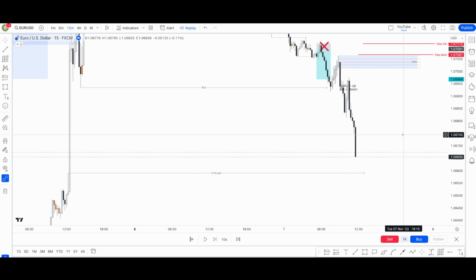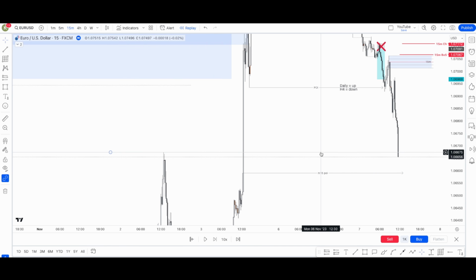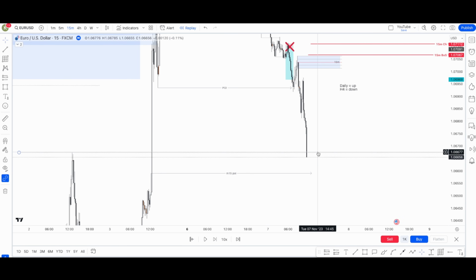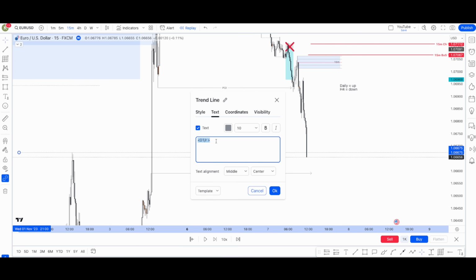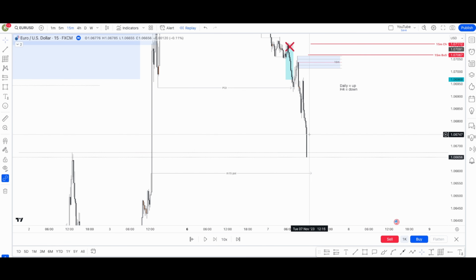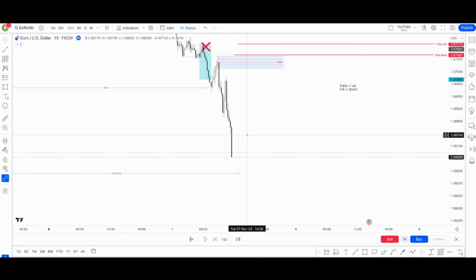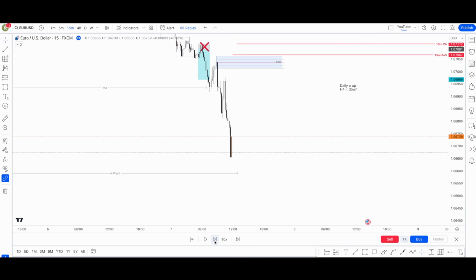And then we are working our way down to this one, which I think was actually the daily and the H4. All right, so daily and H4, that's cool. Let's keep on going. Right, inside bar, it looks like.